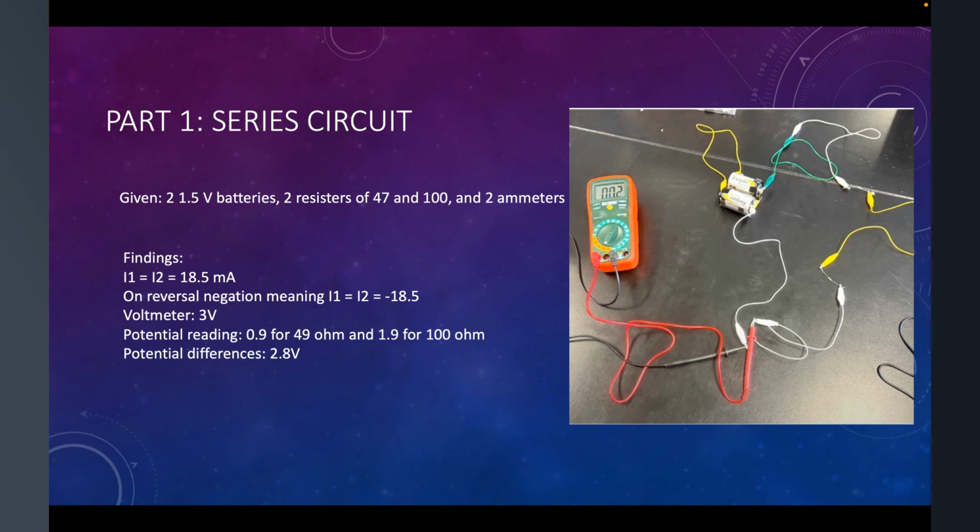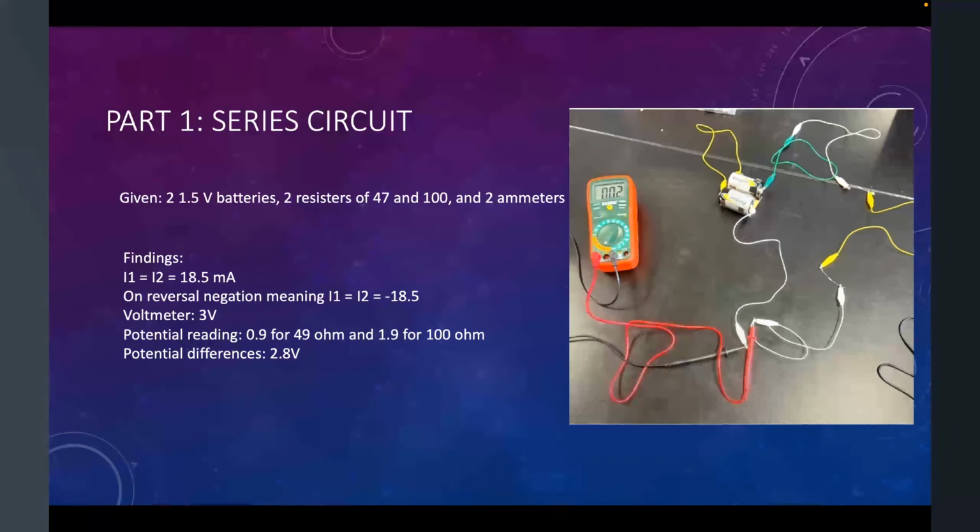In part 1 we have a series circuit. We are given two 1.5 volt batteries, two resistors of 45 and 100 ohms, and two ammeters. And in our findings, we found that I1 is equal to I2, which is equal to 18.5 mA. And on reversal, we negate it, meaning it's negative 18.5.